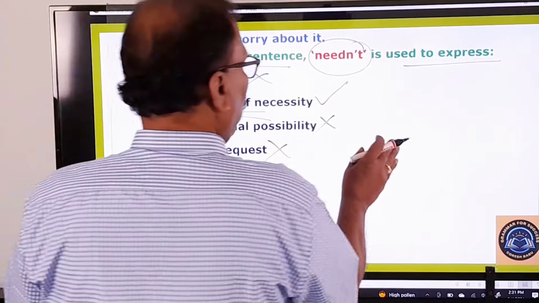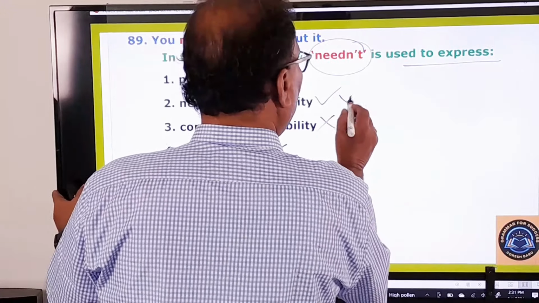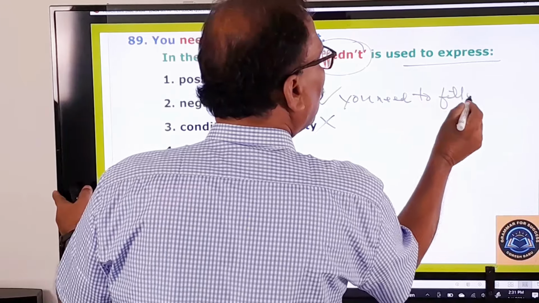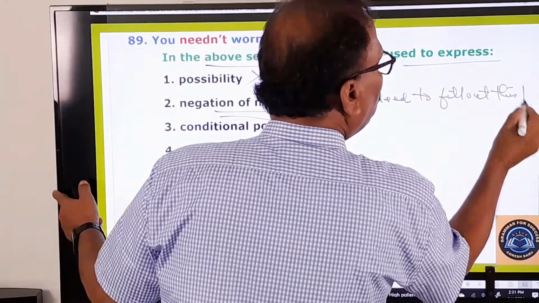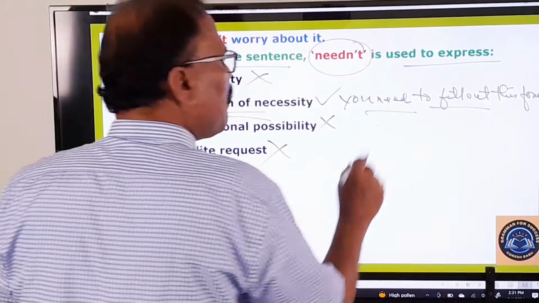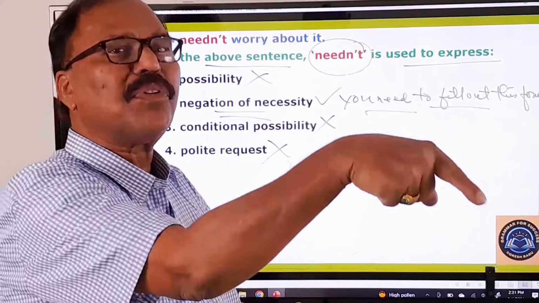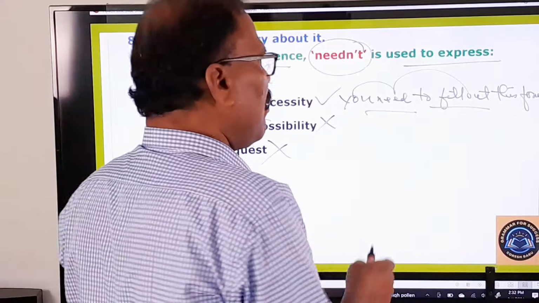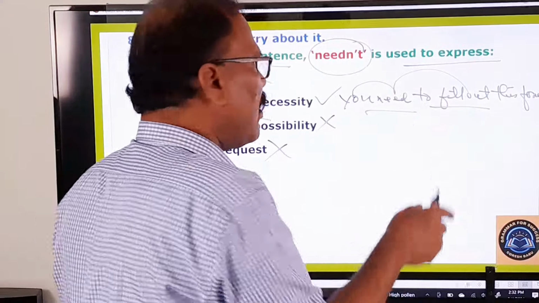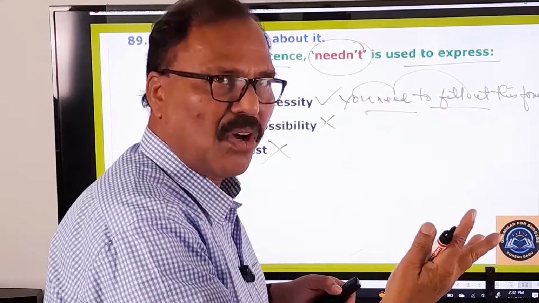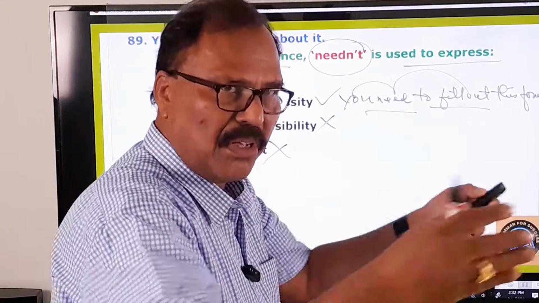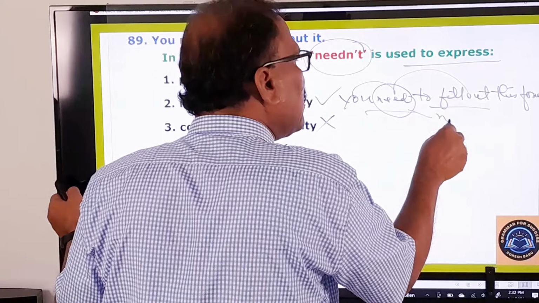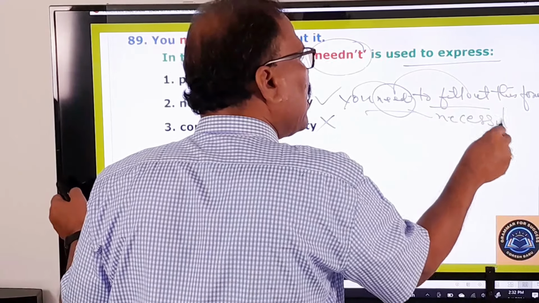So I'll give you one example to make you understand this. You see, you need to fill out this form. You need to fill out this form. మీరు ఈ ఫామ్ను నింపాల్సి ఉంటుంది. ఇట్స్ యువర్ నెసెసిటీ. If you want to enter the examination hall, you need to fill out this form. If you want to enter the examination hall, or if you want to enter some interview or something like that. So here need indicates what? Necessity. Okay, need always indicates necessity.